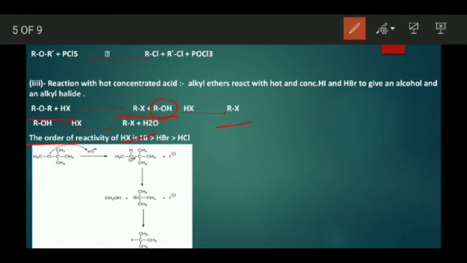See this mechanism properly. When we are discussing tert-butyl methyl ether, it is first protonated. After protonation, it forms methyl alcohol and tertiary carbocation. As we know, tertiary carbocation is more stable than primary, that's why this process takes place and forms this tertiary carbocation. On this tertiary carbocation, the nucleophile attacks and forms tert-butyl iodide. So this is the mechanism.